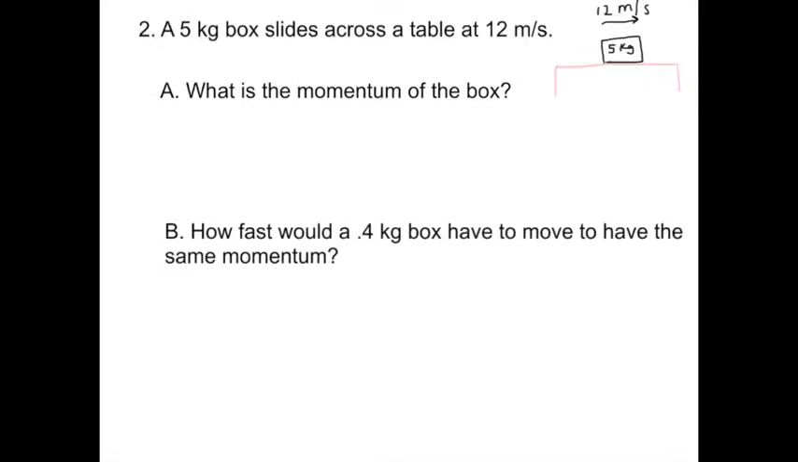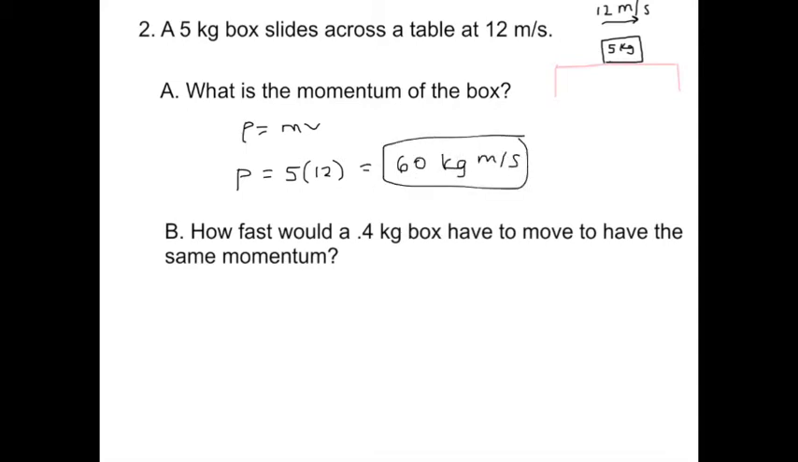Number 2. A 5 kilogram box slides across a table at 12 meters per second. A. What is the momentum of the box? So we have our equation for momentum, p equals mv. We're solving for p, and we know m and v, so this makes it pretty easy. m is 5 kilograms, v is 12 meters per second. We end up with 60 kilogram meters per second.